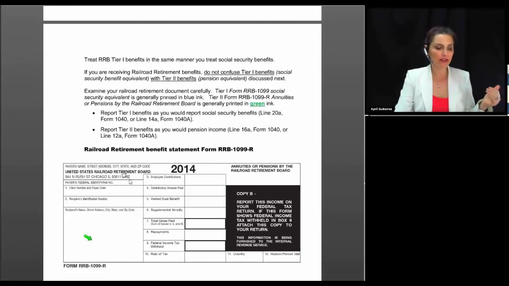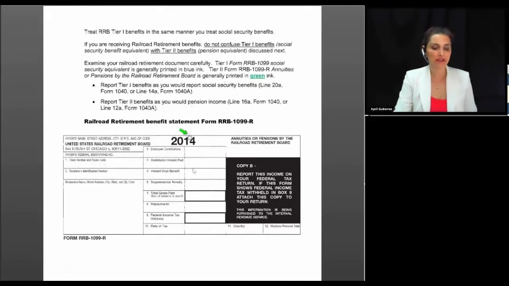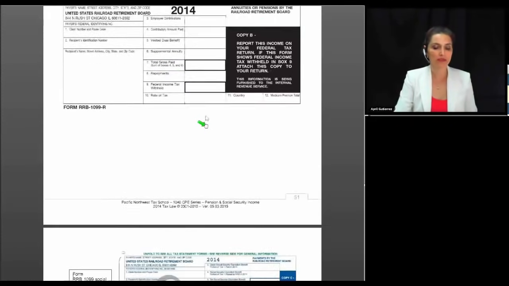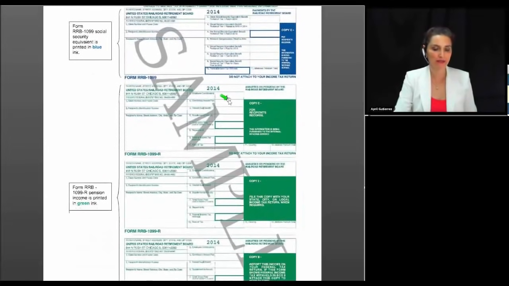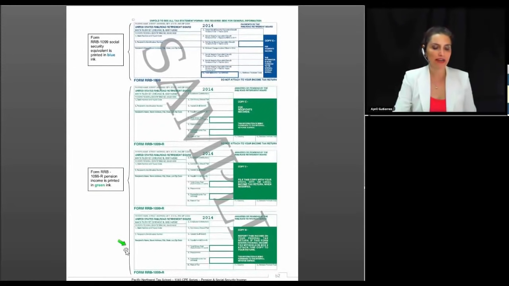But when you're looking at an RRB 1099R, the box numbers are all wacky. They're confusing to read, and you really need to get out the instructions for the RRB 1099R to make sense of it. The other thing that goes on is these statements usually are issued by the railroad on a continuous sheet of paper that looks like this one. And you can see that the statement has one blue document at the top, which is the Social Security equivalent, and then underneath it has 3 more green copies, and these are the 1099R equivalent.